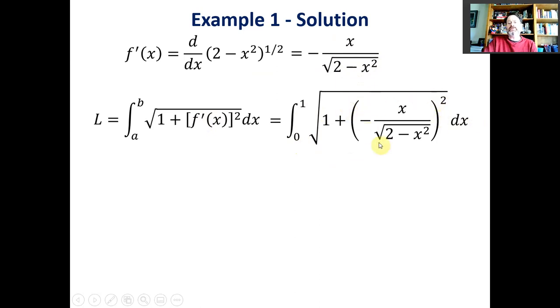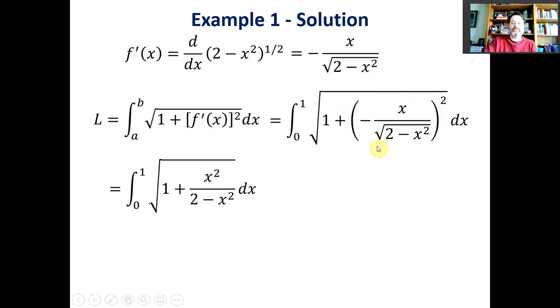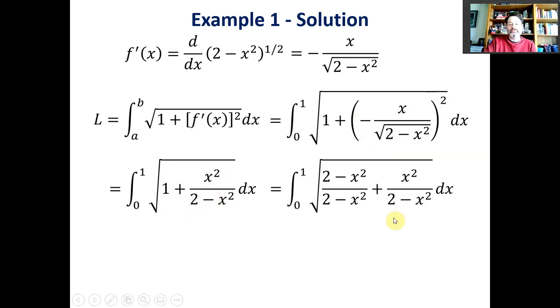And then what you do is you simplify as much as you can. So the negative squared goes away. X squared, and then this thing squared goes to here. And what you have to do is keep simplifying on the inside of the radical. We can't reduce this, so you need to get a common denominator. And now you see that we have the common denominator. We're going to have 2 minus x squared plus x squared. So the x squareds are going to go away.